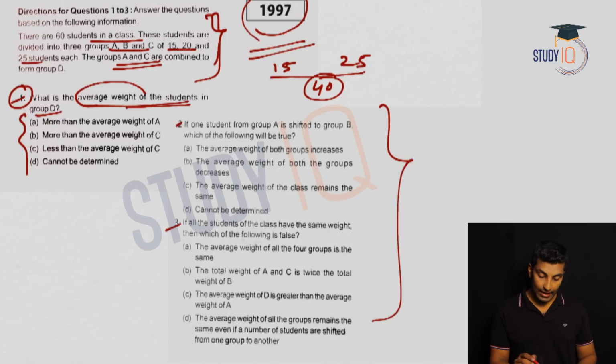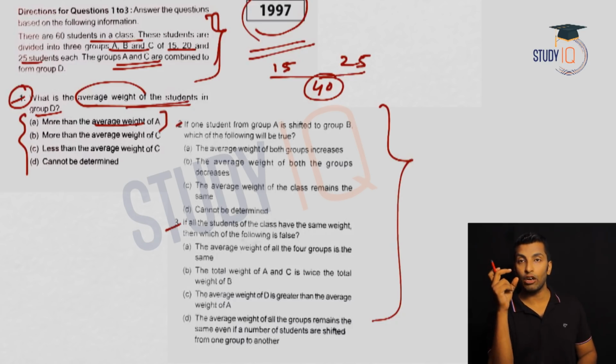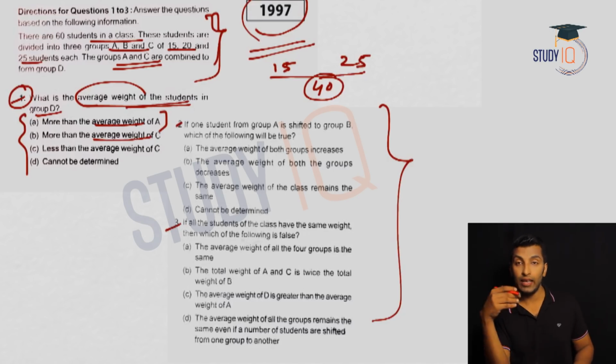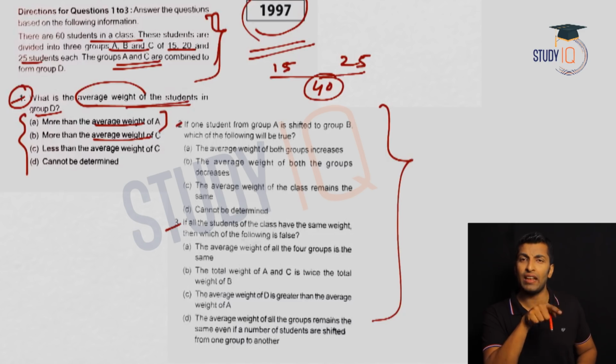So what is the answer in this case? Can you say more than the average weight of A? You can't say, because it is actually a mixing of A and C. If C's average is very low, you can't say that A plus C combined together, that is D, may have a greater average than A. Similarly, more than the average weight of C you can't say, because A and C you added and you got D, but still there is a possibility that the average is very less in A.